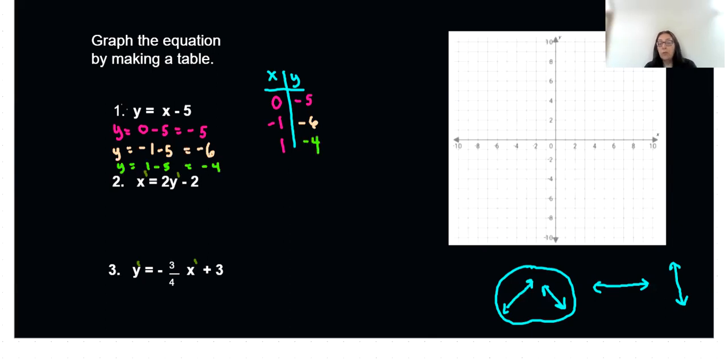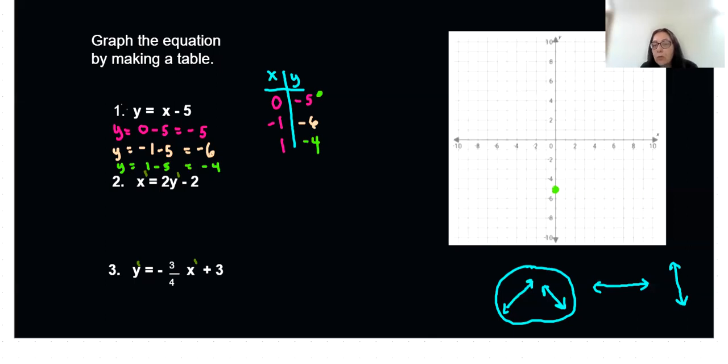Now, when I graph these 3 points, they should all lie on a line. 0, -5, right away, ding, ding, ding. If x is 0, that's your y-intercept. So go down to -5 and put a dot. That's 0, -5. I'll put a little green spot there so we know that's the one we graphed. Now, let's go to -1, -6.